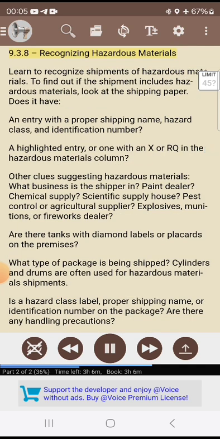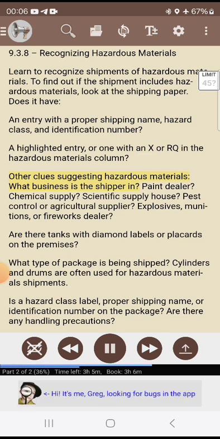9.3.8 Recognizing hazardous materials. Learn to recognize shipments of hazardous materials. To find out if the shipment includes hazardous materials, look at the shipping paper. Does it have an entry with a proper shipping name, hazard class, and identification number? A highlighted entry, or one with an X or RQ in the hazardous materials column. Other clues suggesting hazardous materials: what business is the shipper in? Paint dealer, chemical supply, scientific supply house, pest control or agricultural supplier, explosives, munitions, or fireworks dealer.